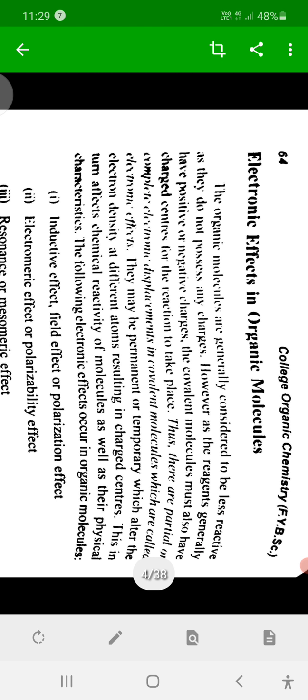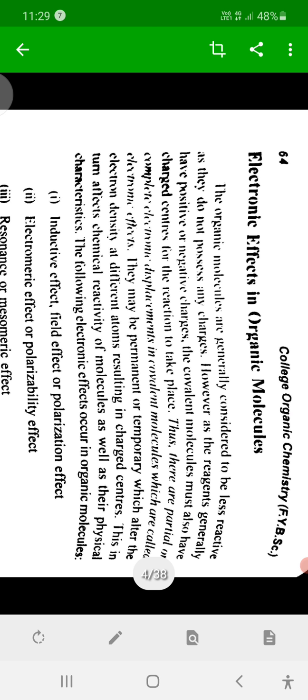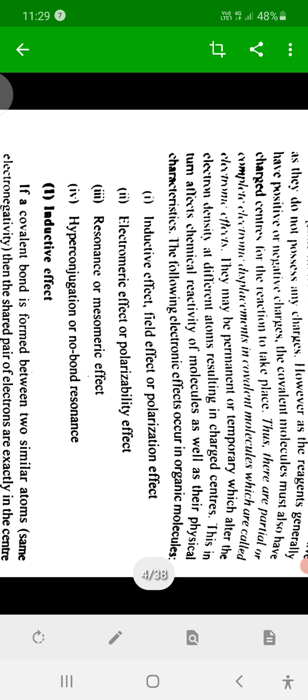This is a very important part of chemistry, that is, basic concepts of chemistry. We discuss electronic effects. There are four effects given: inductive effect, electromeric effect, resonance effect, and hyperconjugation effect. These are very important concepts and principles for understanding organic chemistry, that is, understanding reactions in organic chemistry.